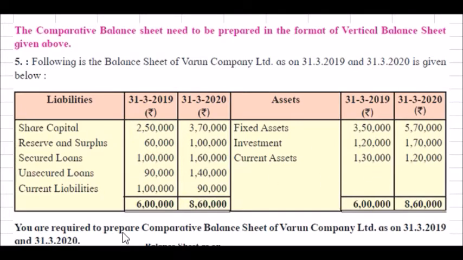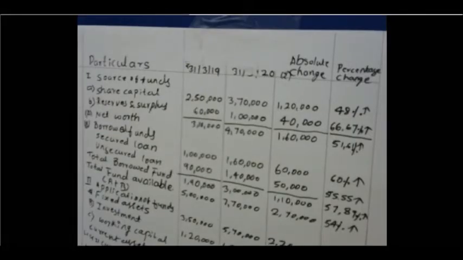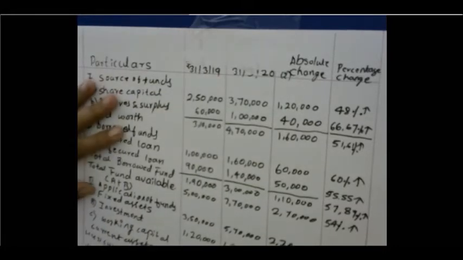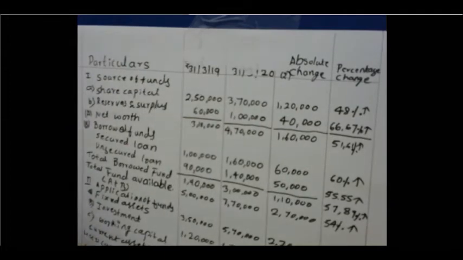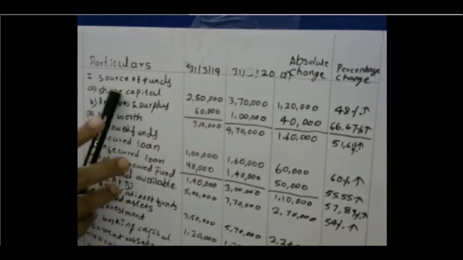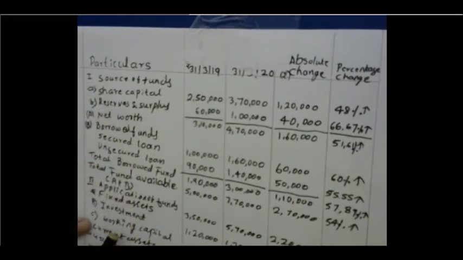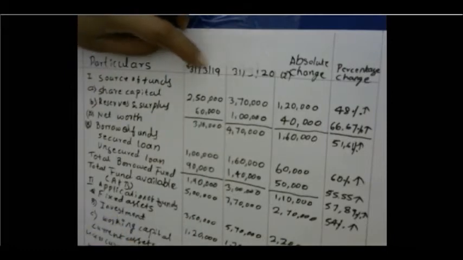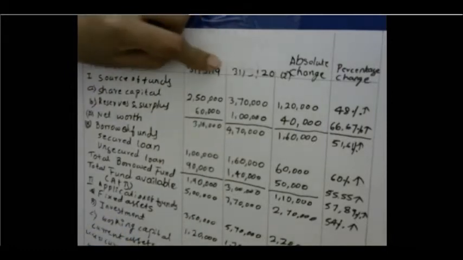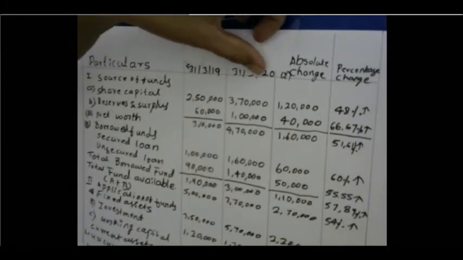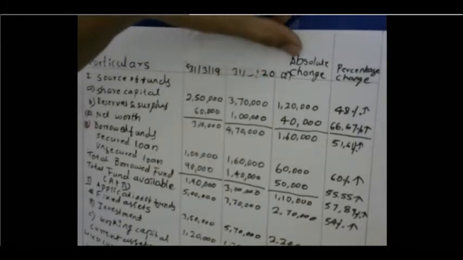We are required to prepare a comparative balance sheet of Varun Company Limited as on 31st March 2019 and 31st March 2020. For preparing a vertical comparative balance sheet, the first step is to enter the details of assets and liabilities in the first column. The particulars come first, then 31st March 2019, the previous year, then 31st March 2020, the current year, and then the absolute change.